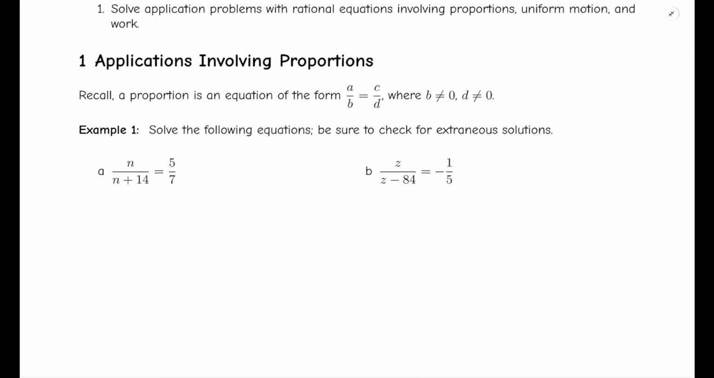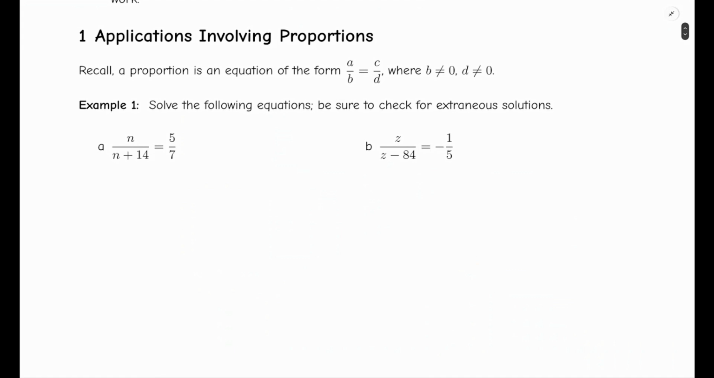Example 1. Solve the following equations. Be sure to check for extraneous solutions. Well, there's nothing new here. We're still just going to find the LCD. So in part A, the LCD is 7m plus 14. So I'm going to multiply both sides by that.